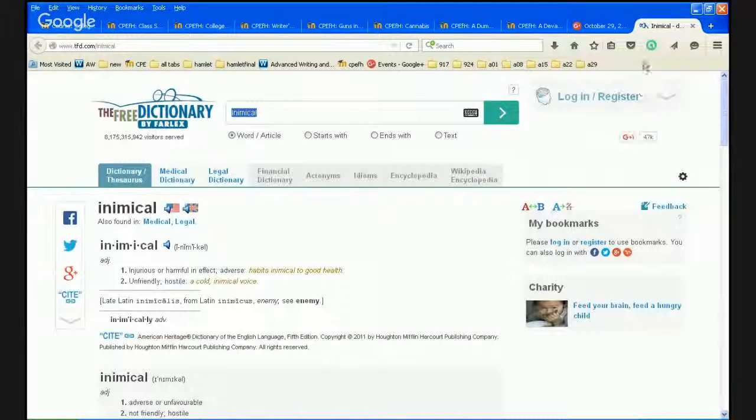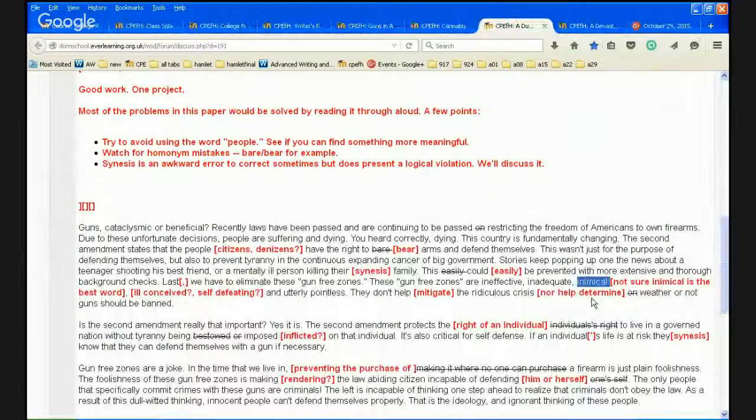Okay, so injurious, perhaps we could call it injurious. You might be able to make a case for it there. But you have a number of good words being used here, which is wonderful. Ineffective, inadequate. I suggested ill-conceived, self-defeating, and utterly pointless. Very good. They don't help the ridiculous crisis.